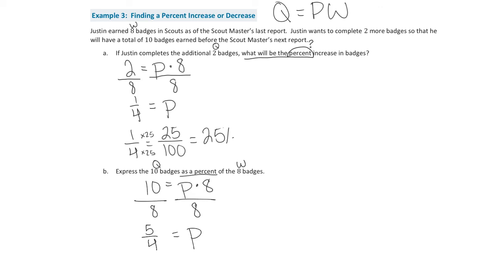Now again, we still want to convert this to percent, which means out of 100. So again, we can get from 4 to 100 by multiplying by 25. 5 times 25 is going to give us 125, and so now we know our percent is 125%.